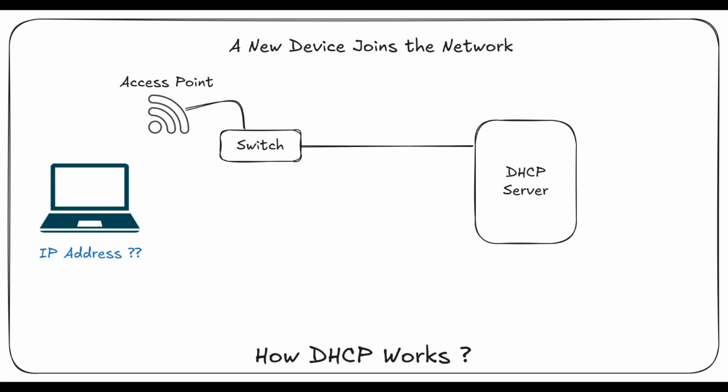Imagine you've just connected a new laptop to a network. At this point, the laptop doesn't have an IP address. And without an IP address, it can't properly communicate on the network. So, the first thing the laptop does is try to find a DHCP server.